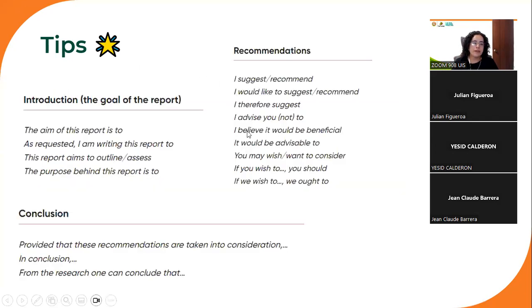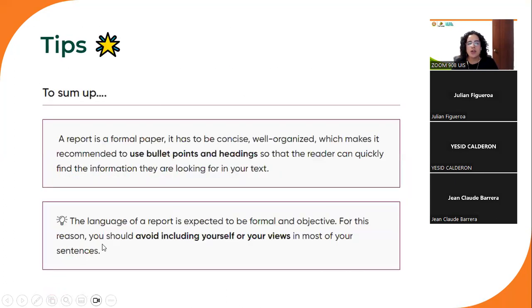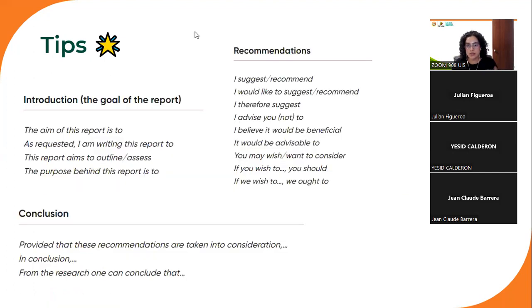So here it's recommended to say, I suggest, I would like to suggest. This can be done at the end, like in the recommendations, but not throughout the whole text. So you just need to select where to include your opinion, but in general, it should be more objective, okay? So some useful vocabulary, let's read it together.